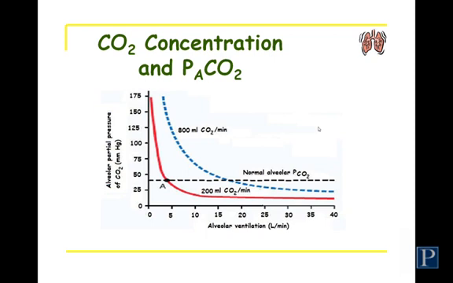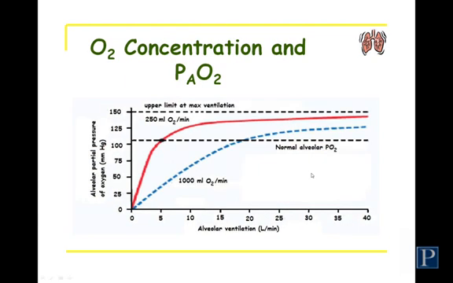So let's review it again. The more rapidly oxygen is absorbed across the respiratory membrane, the lower the concentration of oxygen in the alveoli. Okay, so we'll just look at this picture again. The more rapidly oxygen is absorbed, the blue line, the lower the partial pressure of oxygen in the alveoli. The more rapidly new oxygen is breathed into the alveoli from the atmosphere, the higher the concentration of oxygen in the alveoli.